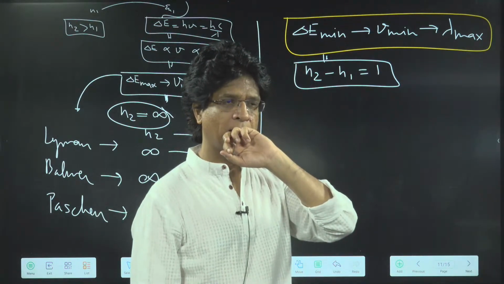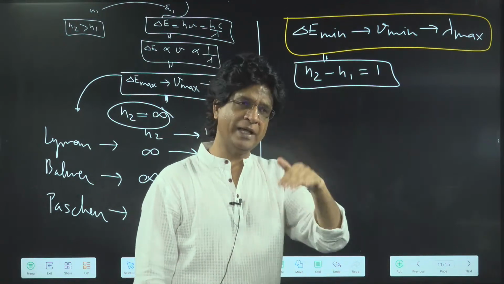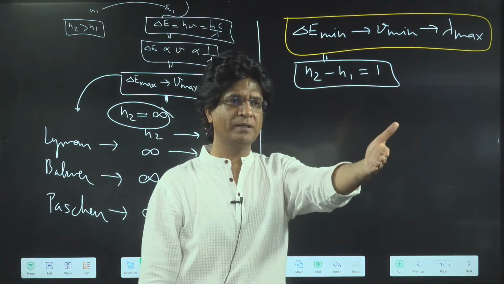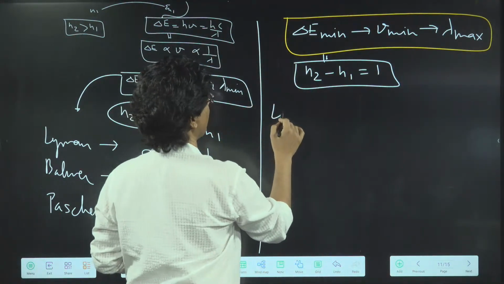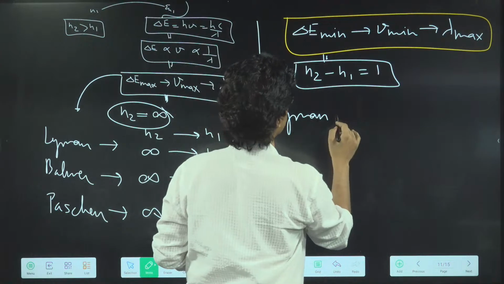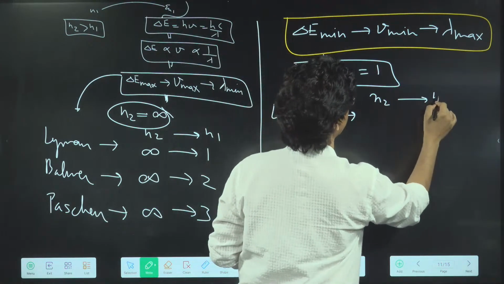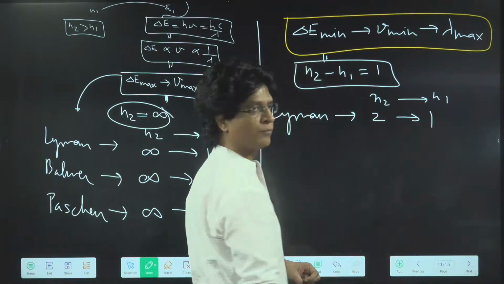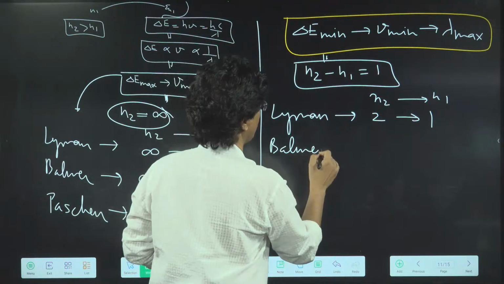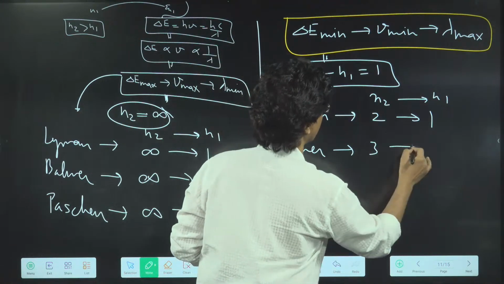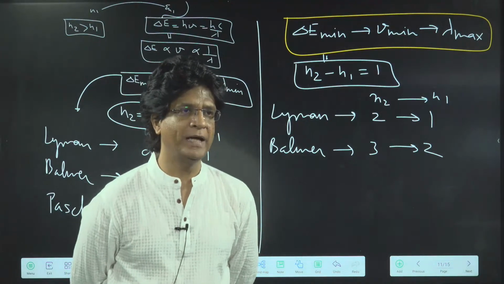Alpha line. It should be the alpha line, the next orbit, just the higher orbit. See that? So can I say, for Lyman series, the electron should jump from N2 to N1? So that means 2 to 1. And Balmer series, it will be from 3 to 2. Am I correct?